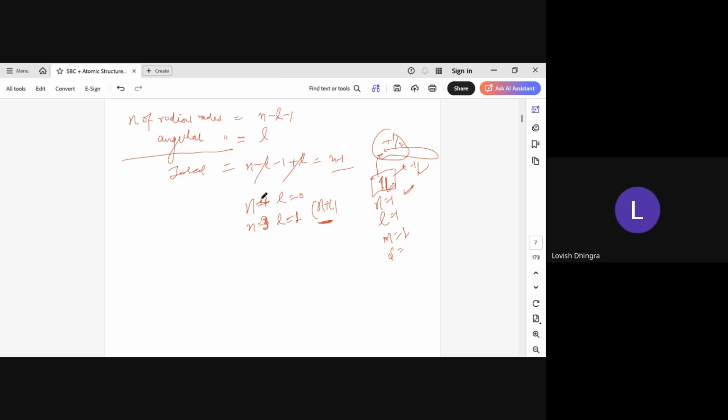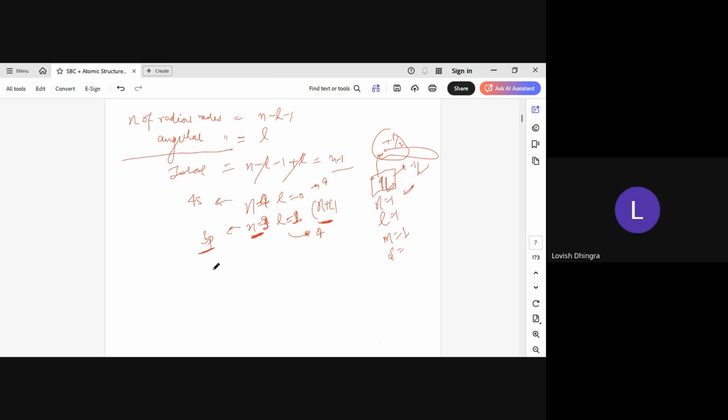So lower the n value, lower the energy. If you do the sum of this, you're getting 4. If you do the sum of this also, you're getting 4. So how to differentiate on the basis of n value? Whichever case has less n value will have less energy. So it is 3p and this is 4s. So 3p will have less energy than 4s.